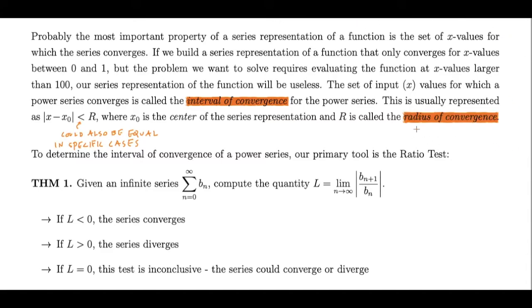The term radius here may feel a little out of place because we're used to associating a radius with a circle. But the idea is that we go out R in both directions from x sub 0. And so this inequality defines an interval of x values on which our series will converge. How do we determine the interval of convergence, the radius of convergence? There's two tools, but the primary tool that we utilize is what's called the ratio test.